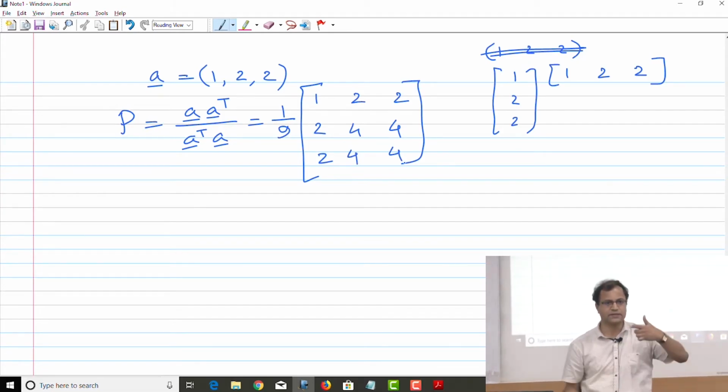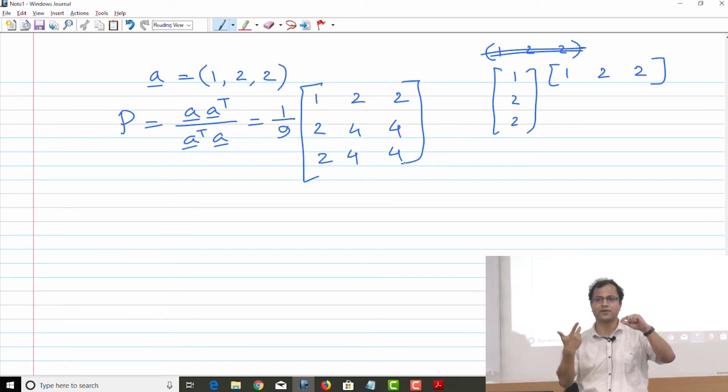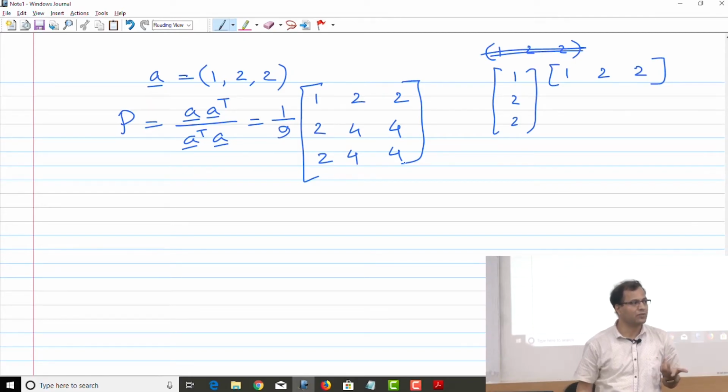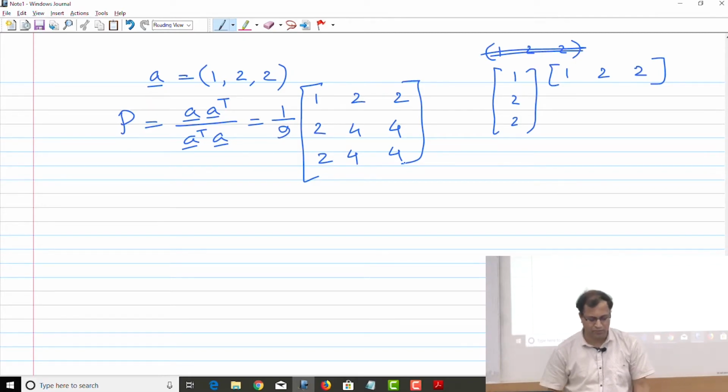Now one thing you notice, that when you are making this matrix capital P, one row and the other rows are a multiple of that particular row. So how many independent rows are there? Only one. So what is the rank of this matrix? 1. So that's the intuition why this is called a rank 1 matrix. You can note it down. It's called a rank 1 matrix.